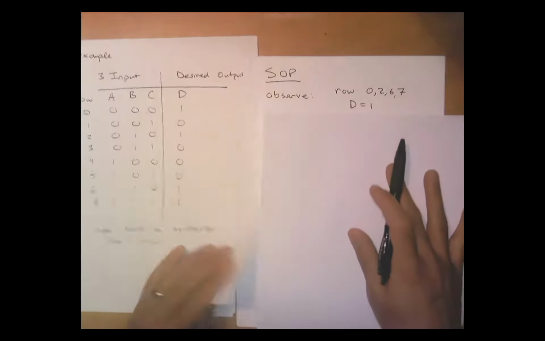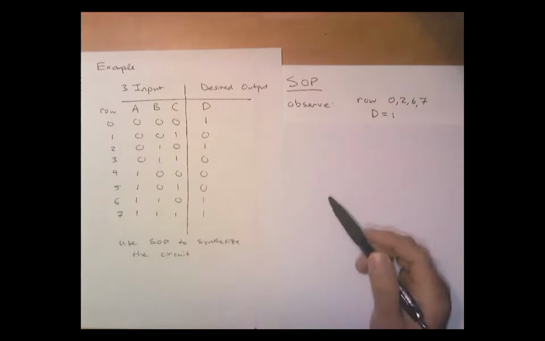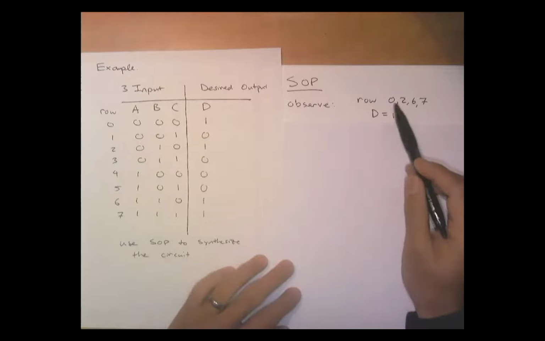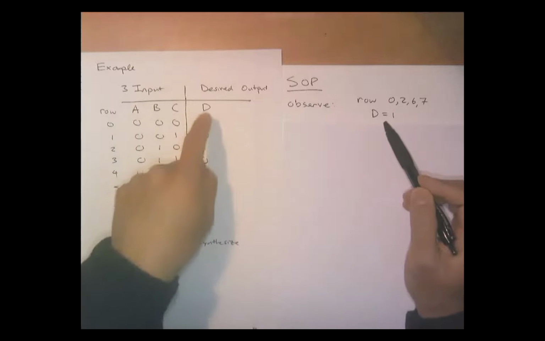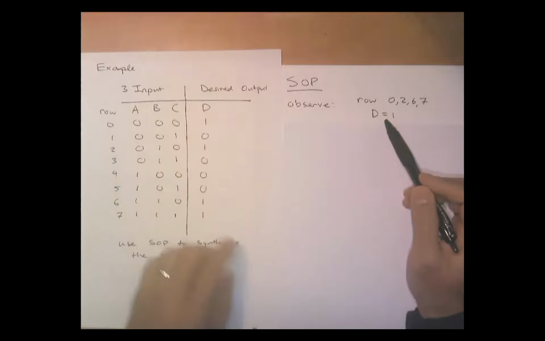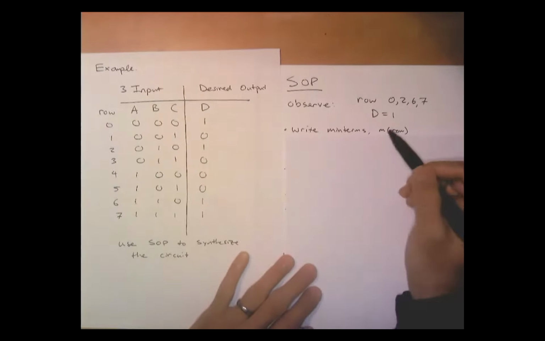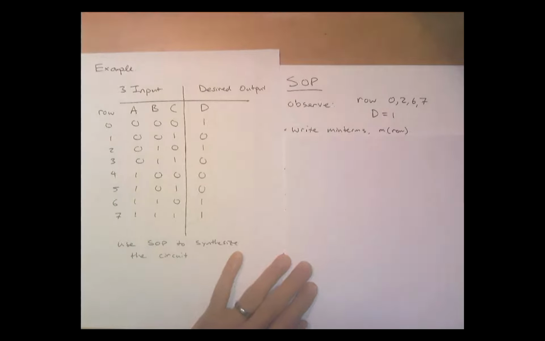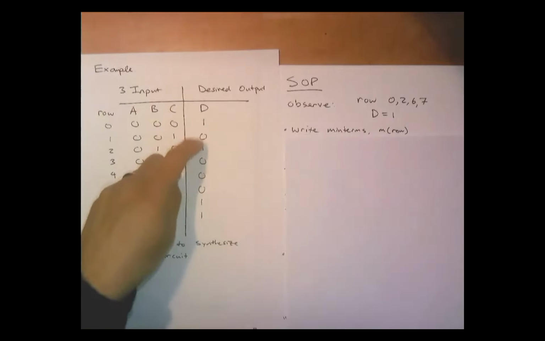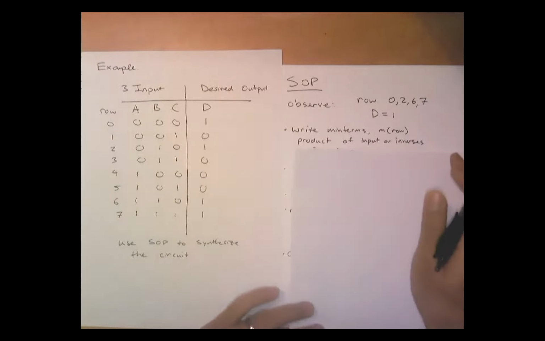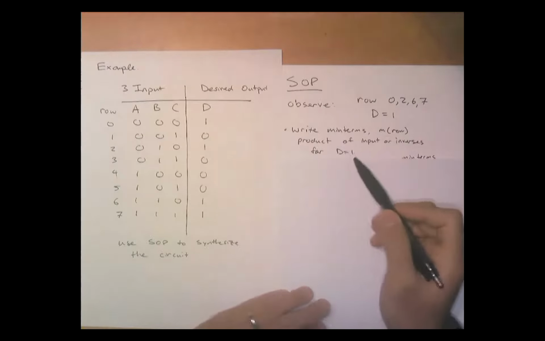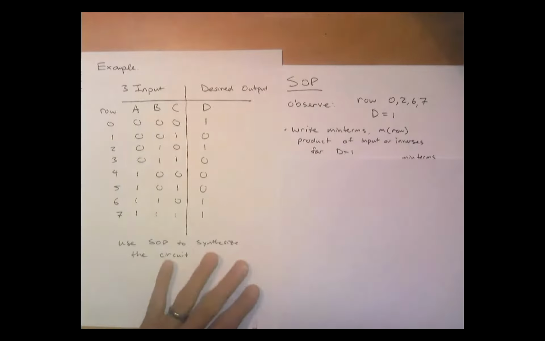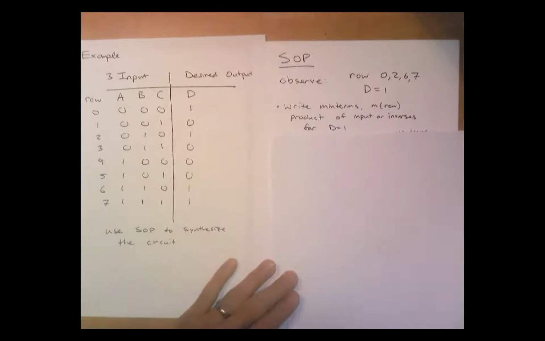So what are the rules first? If we observe, let's put this side by side, row 0, row 2, row 6 and 7, so 0, 2, 6, and 7, they all correspond to an output of 1. These are going to be essentially our min terms. So lowercase m of that row is going to correspond to these 1 outputs. And what we're going to do is take the product of input or inverses for D equals 1. Let's see what that means. And when we do this example, it'll become very clear.